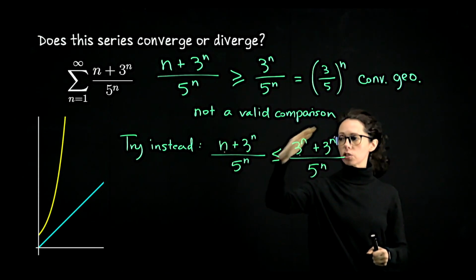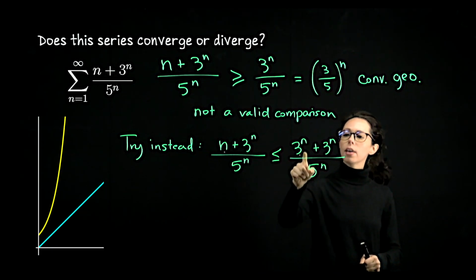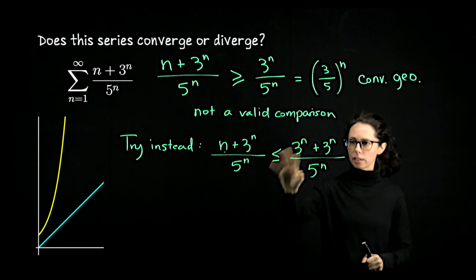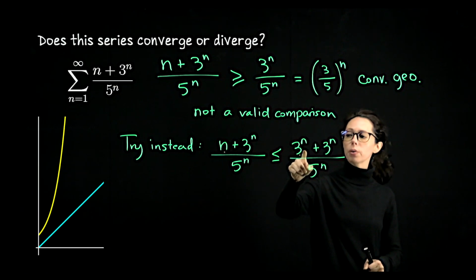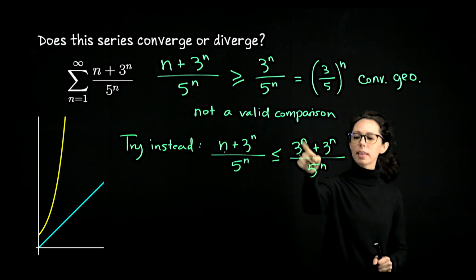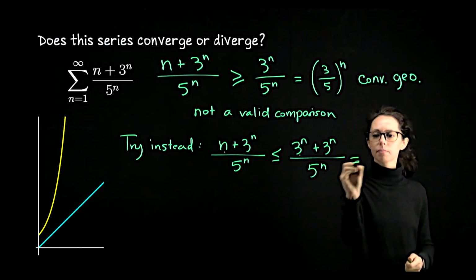N is just a straight line function, right? So that's just going to go 1, 2, 3, 4, 5. 3 to the n is exponential. So this is larger than that. You can try out a few terms if you don't see it right away, but this exponential growth is going to be larger than just plain old n. But what is this? This is two times this geometric series, and that still converges.